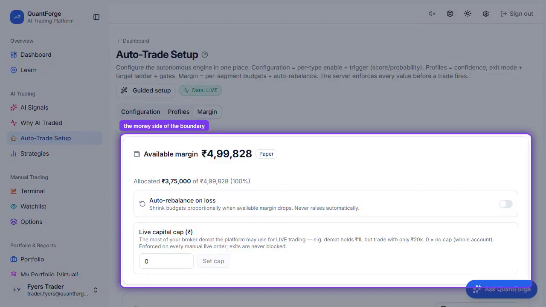We are back on Auto Trade Setup, but on the Margin tab this time. In the earlier lesson we set the trigger, the score and probability a setup must clear. This tab sets the other half, how much money each trade type is allowed to touch. The rules decide whether to trade, the margin decides how big. So this is the money side of the boundary.